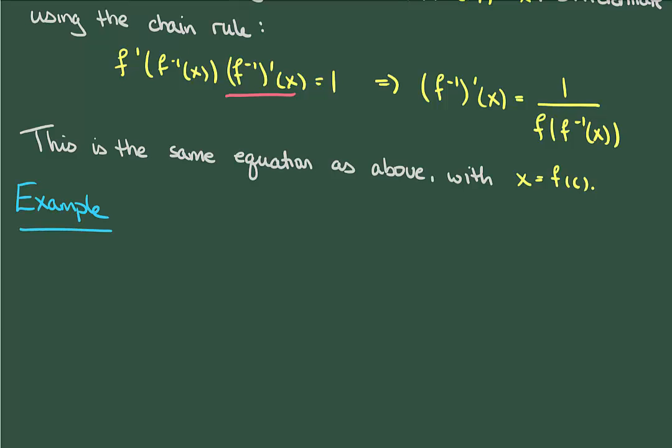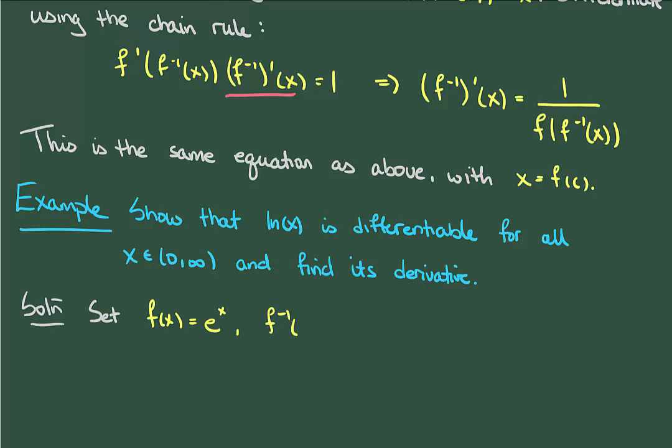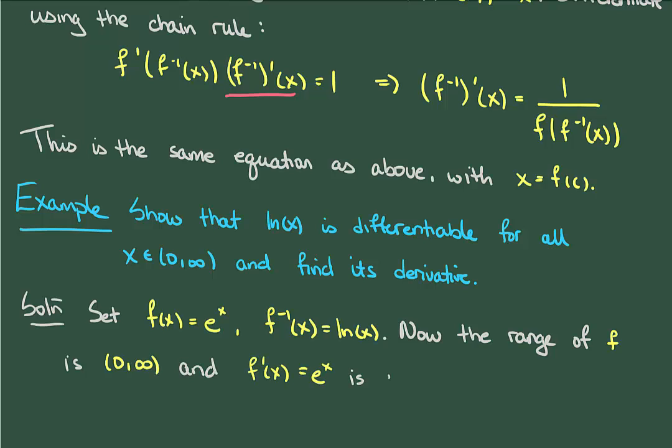Okay, so what does this win us? Let's use the above theorem to show that ln x is differentiable on the interval 0 to infinity, and to find its derivative. Again, we're going to be able to do this because we know the derivative of e to the x, and ln x is its inverse. So to that end, let's set f of x to be e to the x, and f inverse of x to be ln x. The range of f, and hence the domain of f inverse, is 0 to infinity, so that checks out. And to apply the inverse function theorem, we need that f prime is continuous and non-zero. Well, check and check.